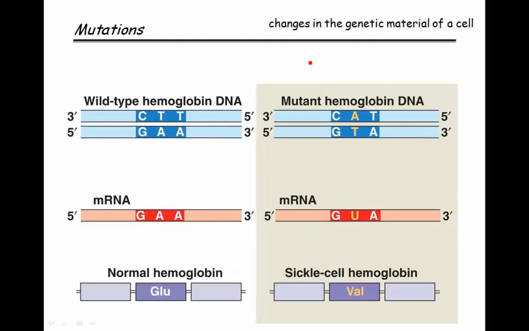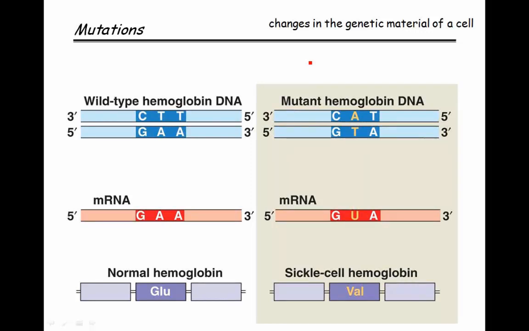Now the last thing we want to talk about in this chapter is what mutations are. Mutations are changes in the genetic material of a cell. The genetic material is DNA, so we're really talking about changes in the DNA. The problem with changes in the DNA is not so much that the DNA now doesn't function properly, but that the molecule we want to make from the DNA may not function properly.